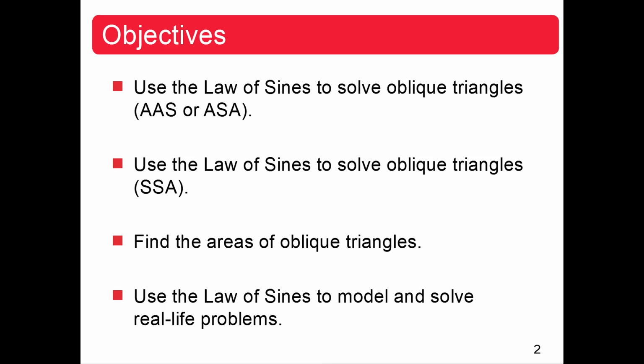We're also going to be looking at a special type of oblique triangle, one where we know two side lengths and one angle, what we call an SSA triangle. These ones are going to involve a little bit of extra work because they actually kind of branch off into a variety of different cases.